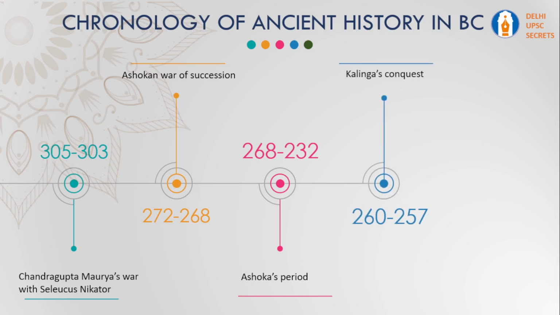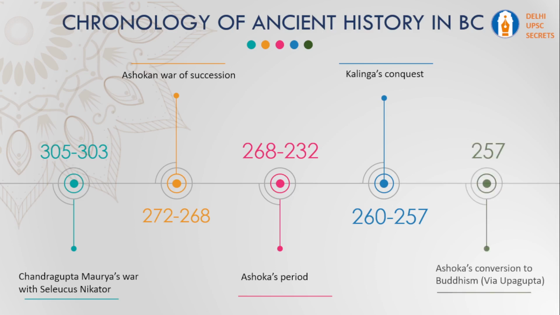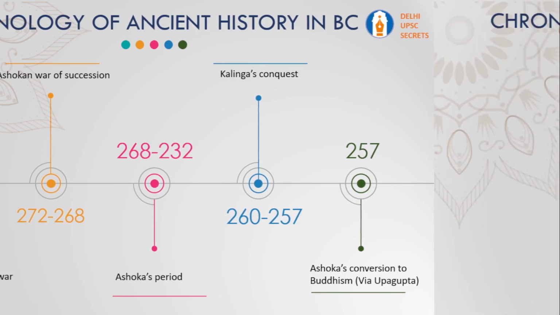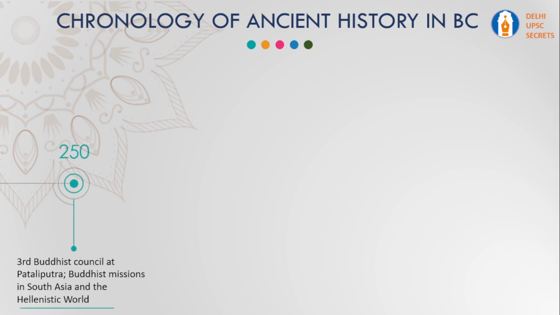After Kalinga's conquest itself, the changes took place between 260 to 257 BC. Then next to that, Ashoka converts himself to Buddhism with the help of Upagupta. Then next to Ashoka, there were no proper great rulers of the Mauryan Empire, and you would see a gradual decline. Between that, 250 BC to 200 BC is the period where the third Buddhist council happens in Pataliputra. Buddhist missions in South Asia will begin, and also in the world.